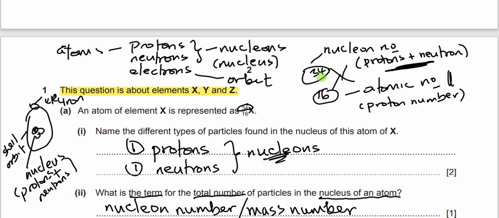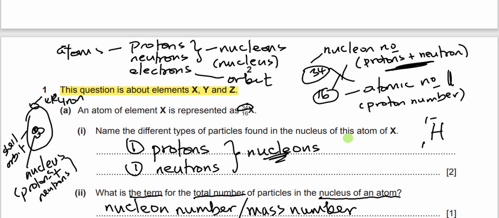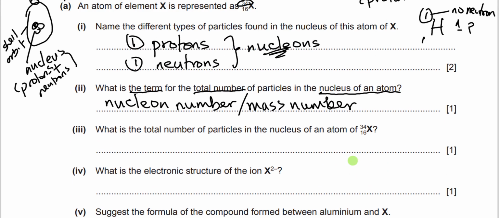in which they are what? Equal. That is, hydrogen has 1 and 1. Why? Because hydrogen has no neutron. Hydrogen has no neutron, so the mass number is due to the 1 proton that it has, right? So apart from hydrogen, for other elements, the nucleon number is always bigger than the atomic number. So the value there is 34. The value is 34.